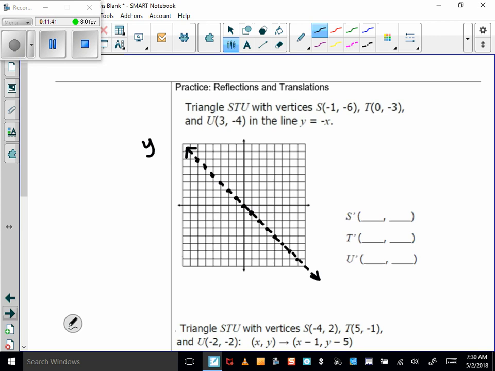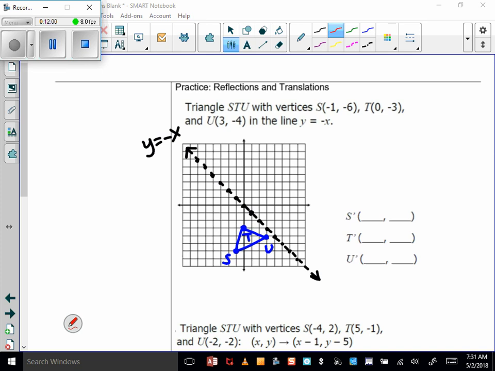So there's y equals -x. And I'll go ahead and do this one. Let me pause and graph my triangle, STU. I'll be right back. Okay, there's STU graphed in there. And so I'm reflecting over this line.